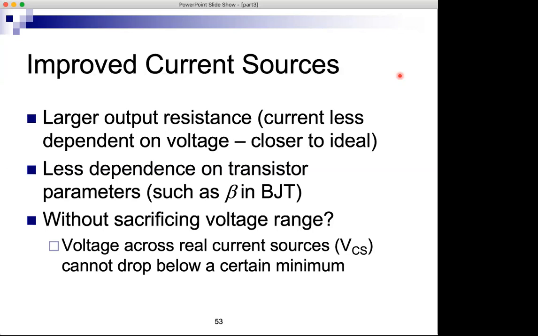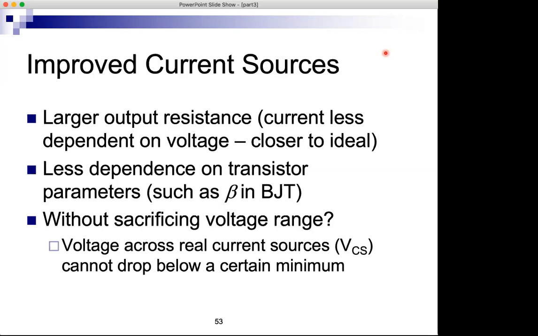Now, if I want to improve the current sources, I need to improve its characteristic. I want to make it closer to ideal. And the first thing that comes to mind is, well, the output resistance should be large, because in an ideal current source, the output resistance is infinite. So let's make it as large as possible. When I say improved current source, it means that the output resistance should be bigger than the small RO of the BJT.